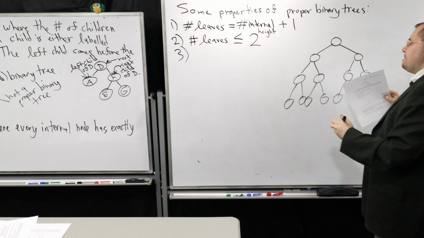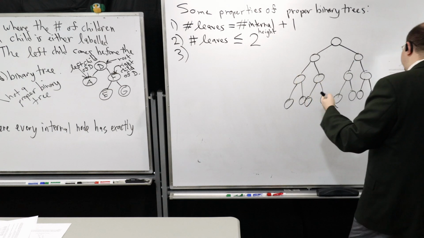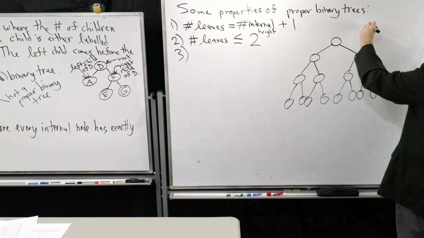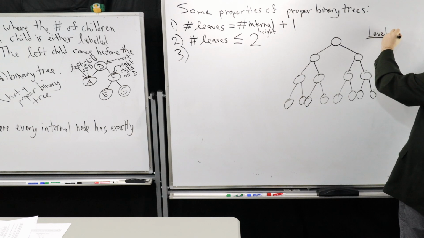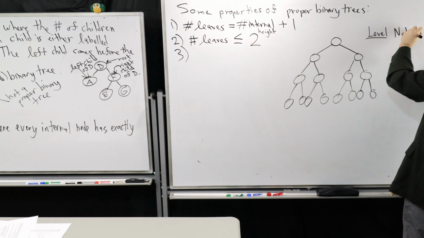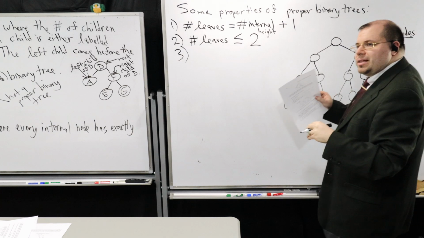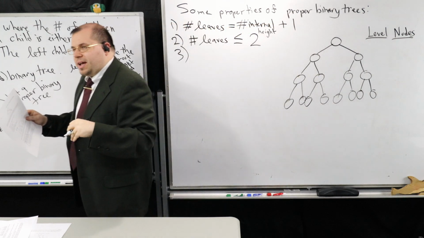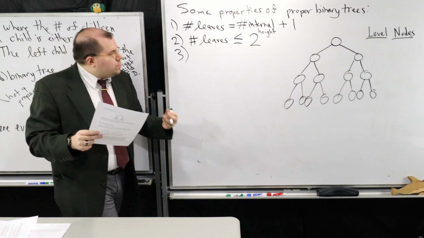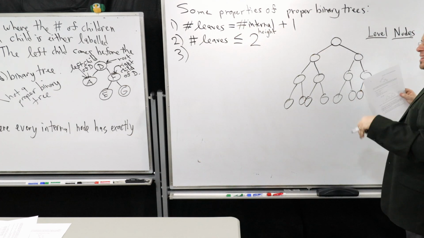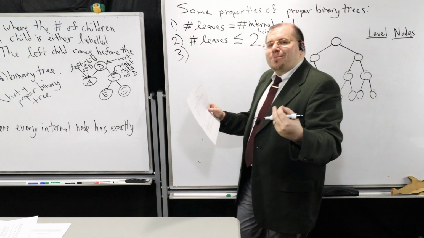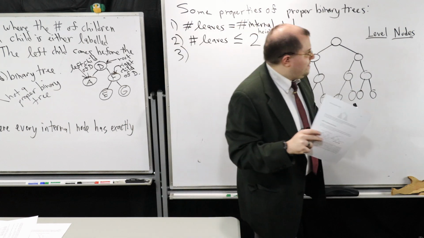Okay. So I'm going to be considerate of the level and the number of nodes that I have. So I'm going to look at the level and the number of nodes I have. So at level 0, we describe the nodes at a given level based on the number of ancestors it has, right? Its depth.